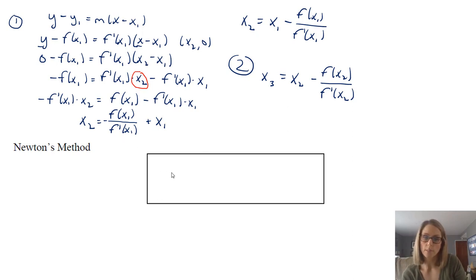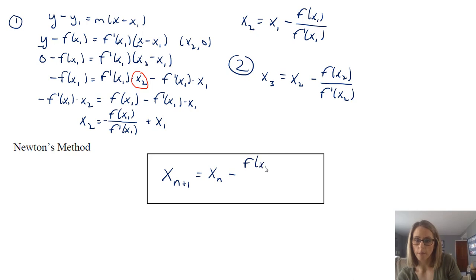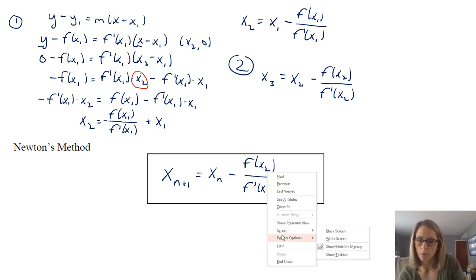So what Newton's method says generally is, when you're looking for your next root, x sub n plus 1, you're just using the root prior, x sub n, minus f of x sub n divided by f prime of x sub n. Not sure why I wrote 2 there. Let me take it off. Okay.